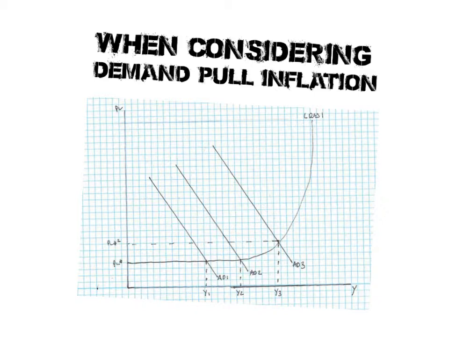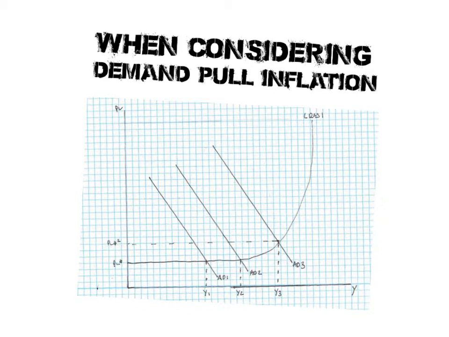Now, the only point where it might cause demand pull inflation is if whatever's caused the increase in aggregate demand has had quite a strong multiplier effect, and that is why I've drawn AD3 as well here, because this suggests that there's been quite a strong multiplier effect, and because of the multiplier effect, that has caused demand pull inflation, moving from price level 1 to price level 2.